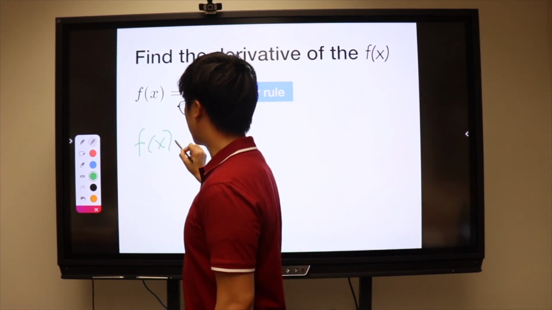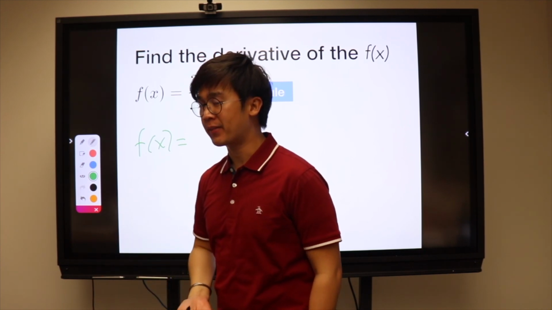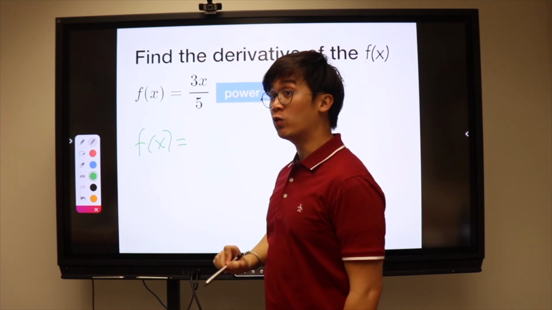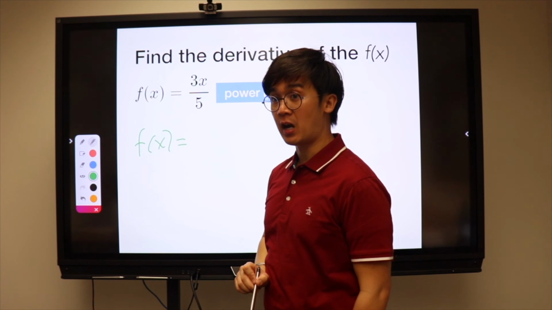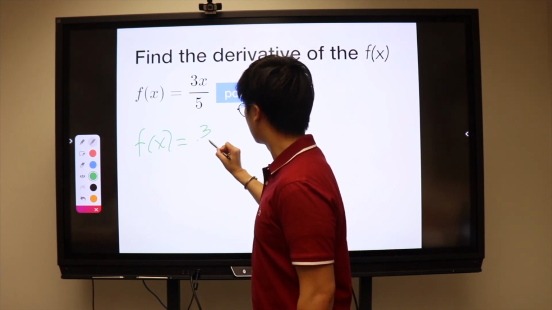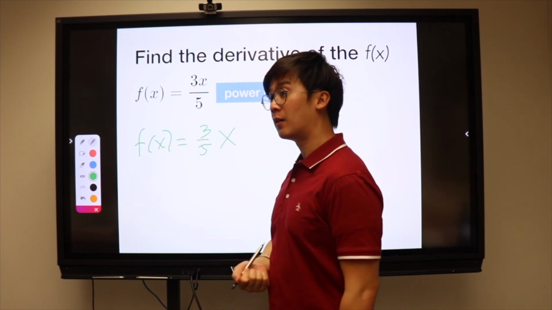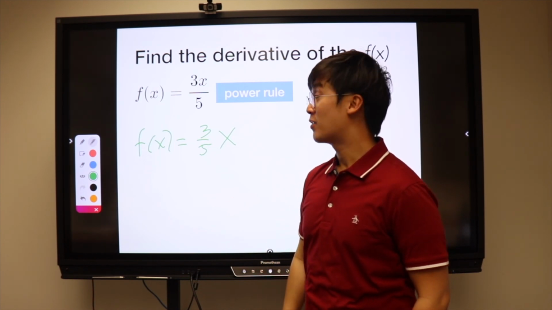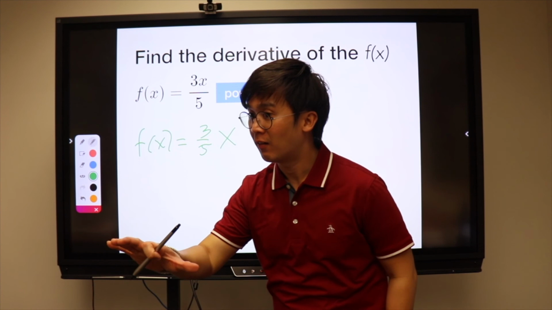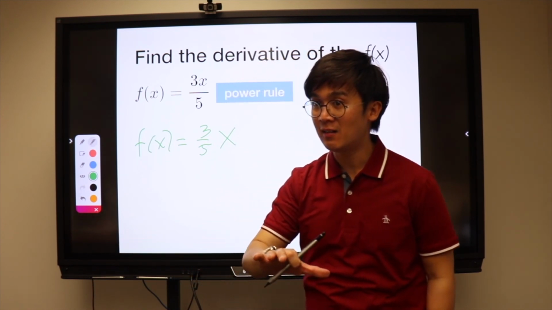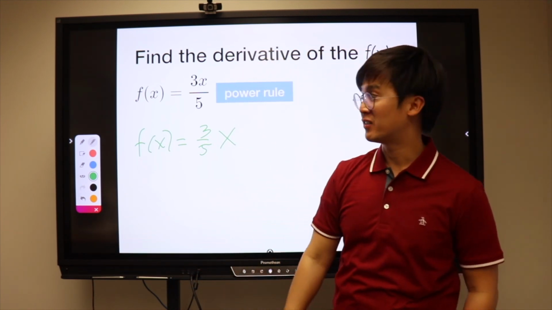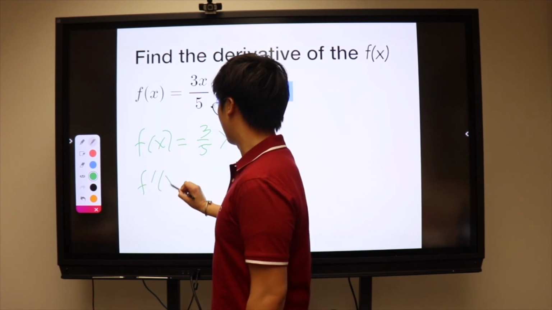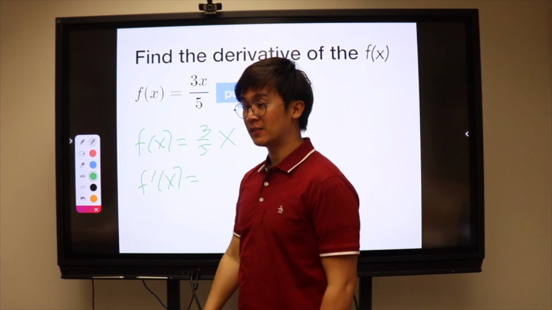Algebra, which means it's still f of x equal to something. 3x all over 5 can be modified into your constant is a fraction, 3 over 5 times x. Now, can you find f prime of x now? Of course. What is f prime of x?